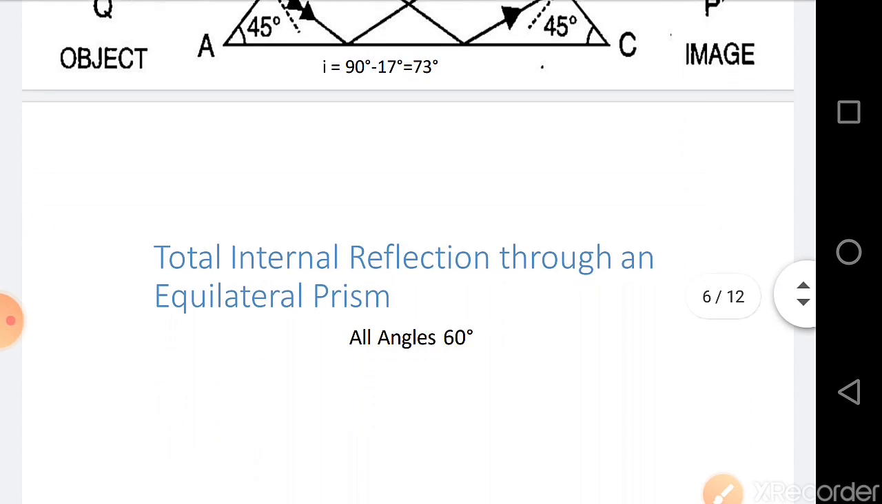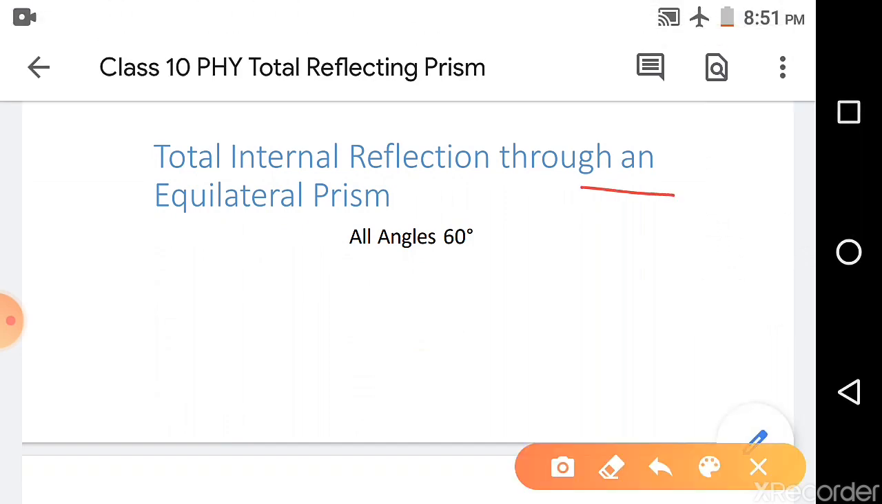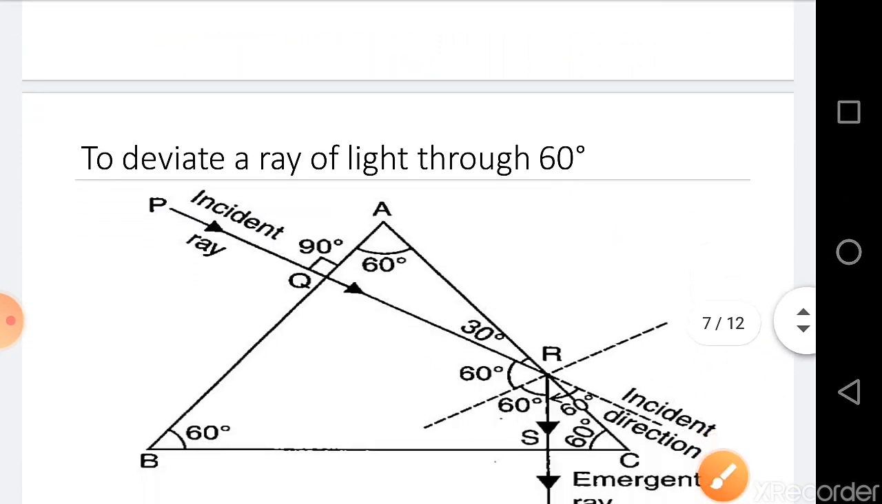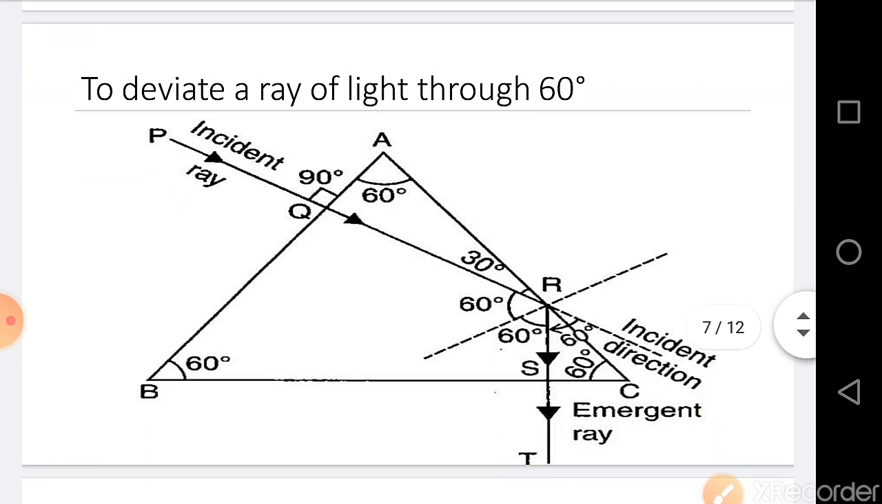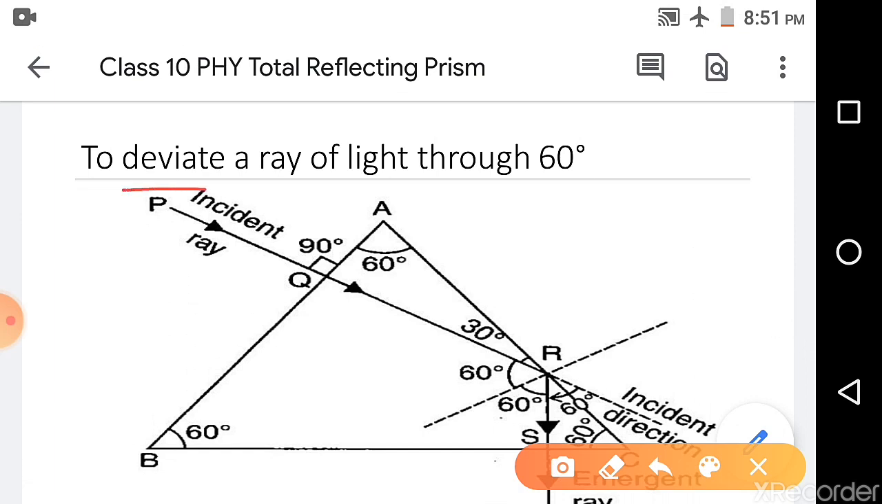Now we have a different type of prism: total internal reflection through an equilateral prism. Equilateral prism means all the angles are 60 degrees. So there is one and only one position of the prism. What is the motive here? To deviate a ray of light through exactly 60 degrees. That means the deviation is 60 degrees. Let's see how it is.